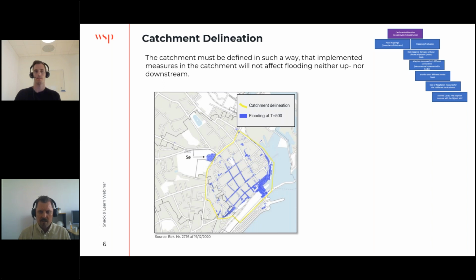And inside of this catchment, the service level or the raised service level for cloudburst management must be the same for all the projects that are defined within this catchment. And the catchment area is defined in such a way that any project that we do inside this catchment will not affect the water balance either upstream nor downstream of the catchment area.